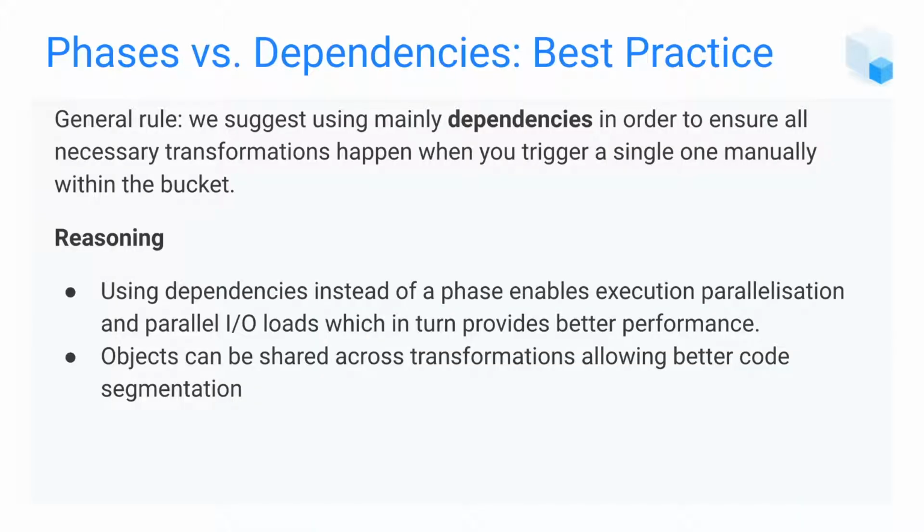The best practice for phases and dependencies is to use mainly dependencies in order to ensure that all of the necessary transformations are performed when you trigger a single transformation manually. This also gives you the ability to execute parallelization, since the parallel input and output loads are done with dependencies, and objects can be shared across transformations, allowing better code segmentation.